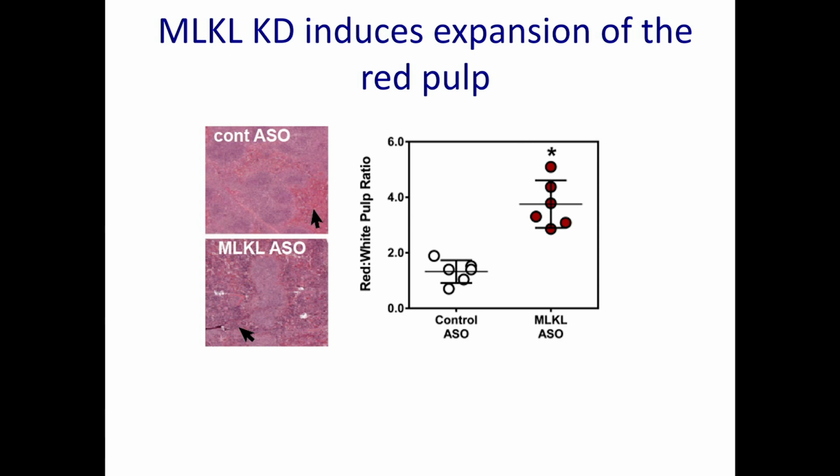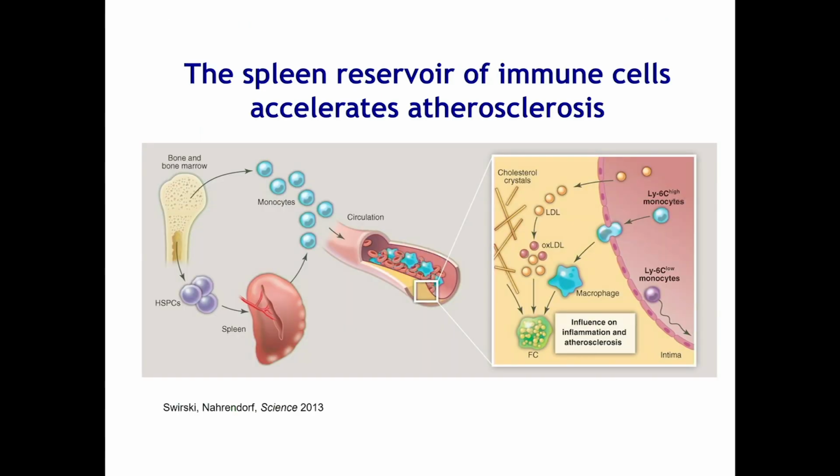And a few years ago, a number of groups, including Matthias Nahrendorf and Filip Swirski in Boston, discovered that the spleen actually holds a reservoir of monocytes that become macrophages that contribute to atherosclerosis. So the spleen is not a passive organ. It's not just a backup immune space. It's actually constantly providing a source of immune cells that specifically go to the atherosclerotic plaque and expand it. So maybe this is why we're seeing the expansion of the atherosclerotic plaque, or the lack of protection of the atherosclerotic plaque, in the absence of MLKL.